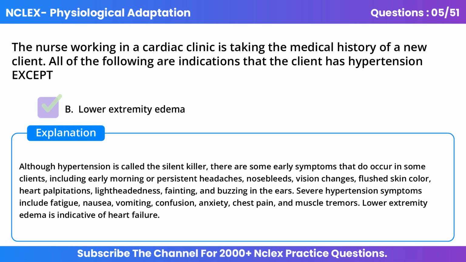Although hypertension is called the silent killer, there are some early symptoms that do occur in some clients, including early morning or persistent headaches, nosebleeds, vision changes, flushed skin color, heart palpitations, lightheadedness, fainting, and buzzing in the ears. Severe hypertension symptoms include fatigue, nausea, vomiting, confusion, anxiety, chest pain, and muscle tremors. Lower extremity edema is indicative of heart failure.